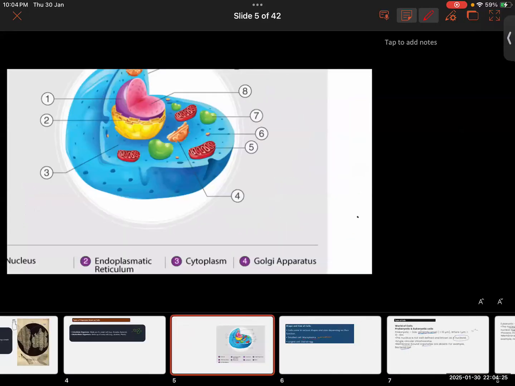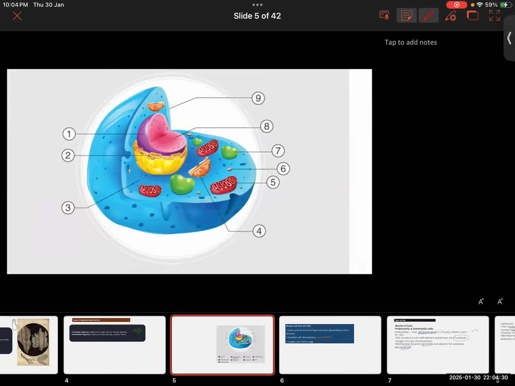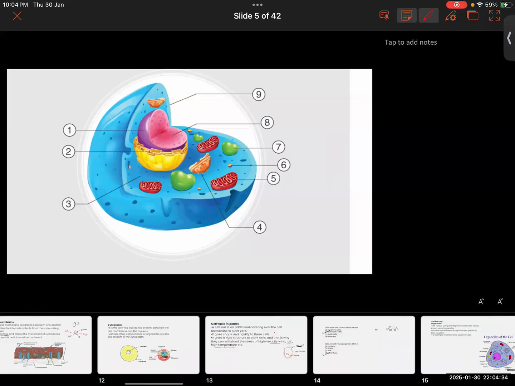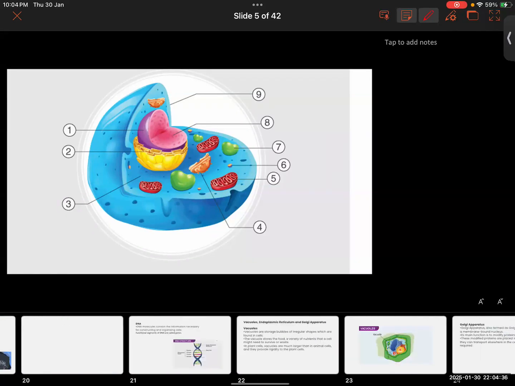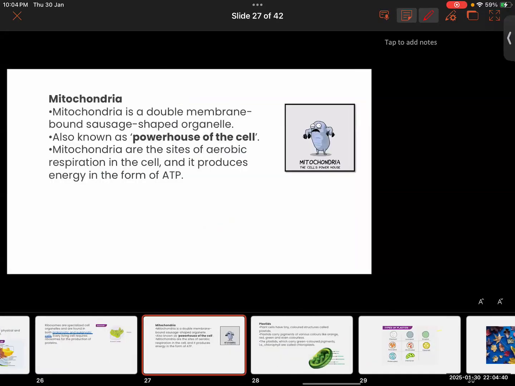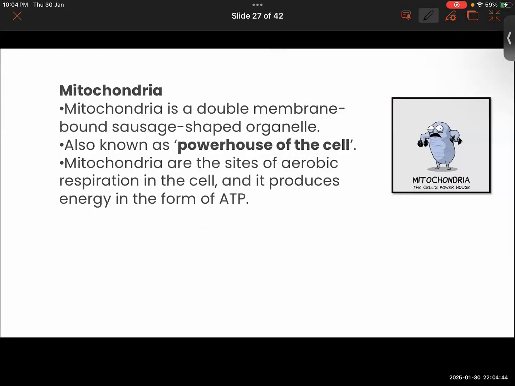See, the one that is at the 5th number, that is the mitochondria. So that is a sausage shaped organelle having two membranes, two boundaries around it. Talking about its main function, it is the site of respiration in the cell. What are the products, and what is given out in the process of respiration?